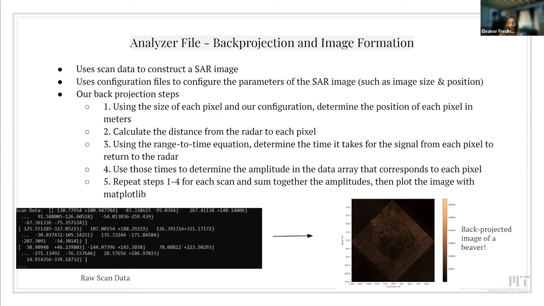So the steps that we use: first, we use the size of each pixel in our configuration to determine the position of each pixel in meters, in the plane. Then using that and the platform position of the radar at each point, we can calculate the distance from the radar to each pixel just using the distance equation. Then using the range to time equation, we can figure out the time it takes for the signal to go from the radar to each pixel and back. Then using those times, we can calculate an index and index into our data array to figure out which amplitude in our data array corresponds to each pixel. Then we repeat all of those steps for every scan, sometimes thousands of scans, summing together the amplitudes and then plotting the image with matplotlib.